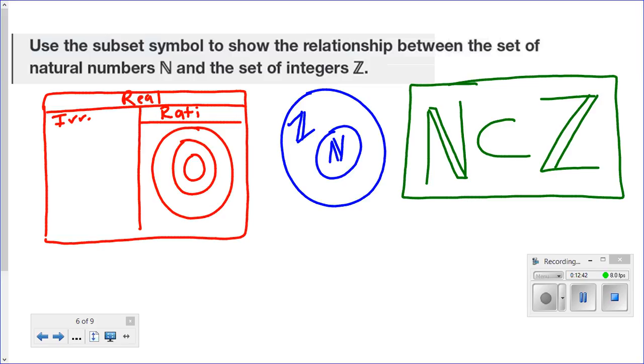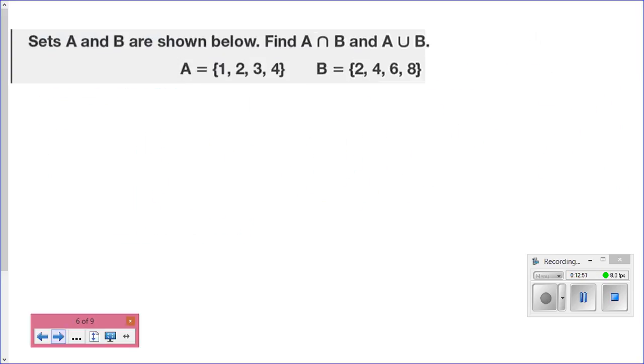So make sure that we know that there are different ways to show this and different ways to prove what you're trying to say, but if they're asking for a specific way, we got to give them the answer they're looking for. Sets A and B are shown below. Find A, and remember this symbol here means intersection. So A intersection B. So we're going to take a look at A, and we're going to take a look at B, and we're going to find out where they intersect.